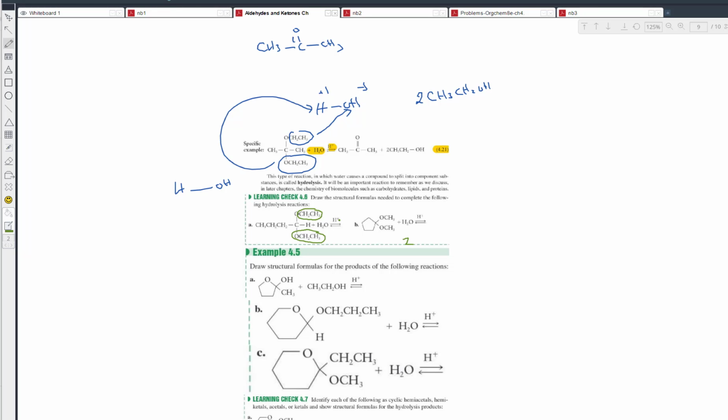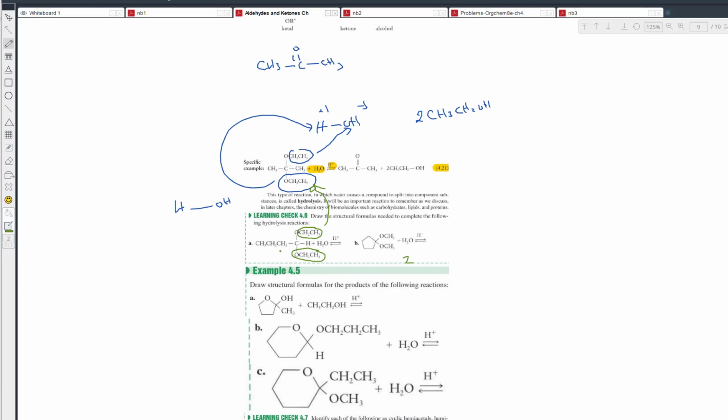These are the same as this. Everything looks the same, to be honest, like these two. The only thing is, this is an aldehyde, not a ketone. This was a ketal, this is an acetal. But it doesn't matter, the method is going to be the same. Okay, so let's see.